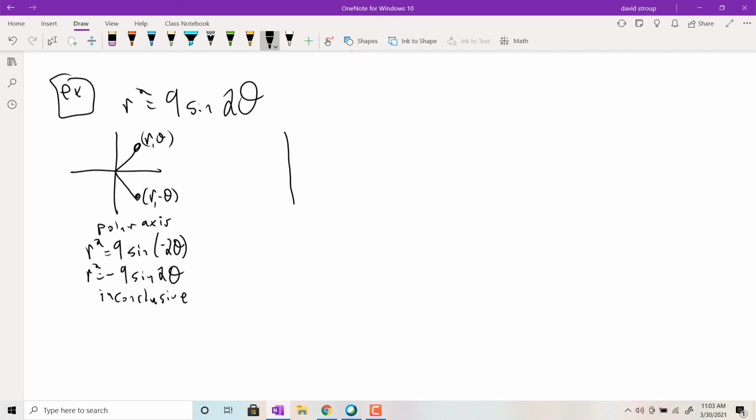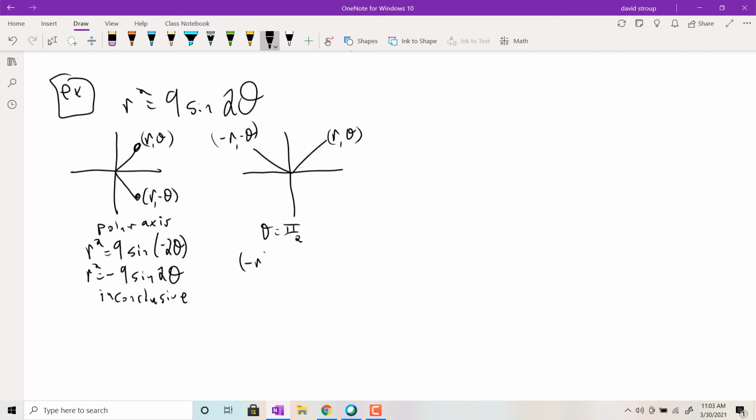And then the next type is theta equals pi over 2, or y-axis symmetry. So if you have r comma theta, you must also have negative r and negative theta on the graph. So theta equals pi over 2. So let's put those in.